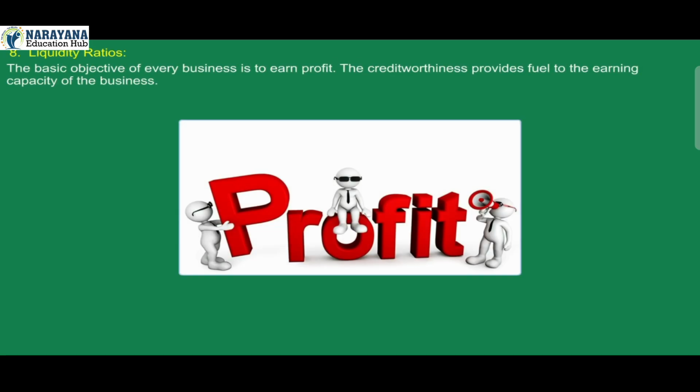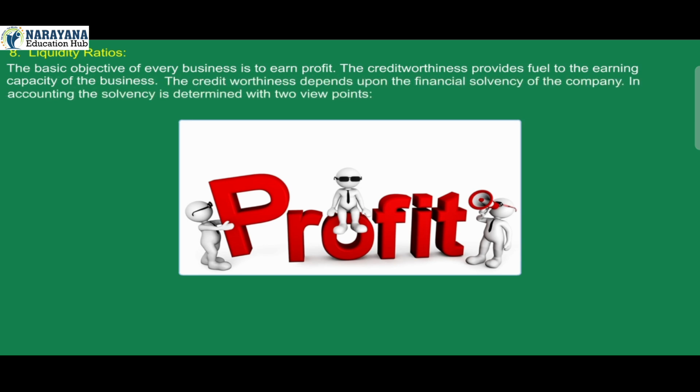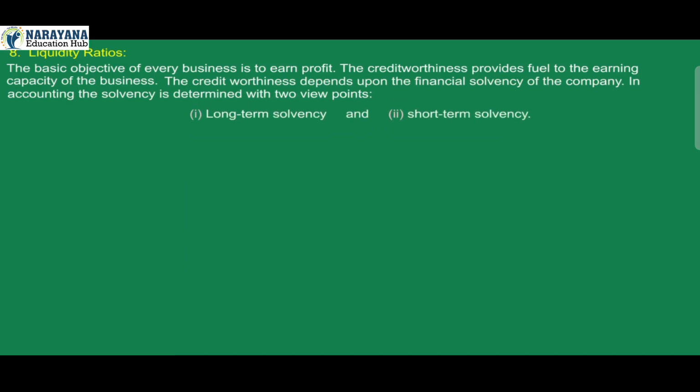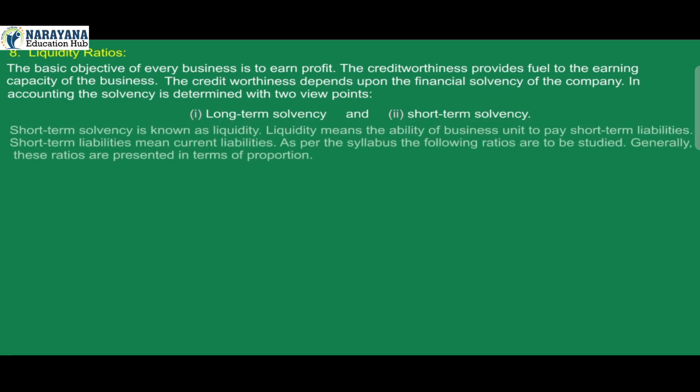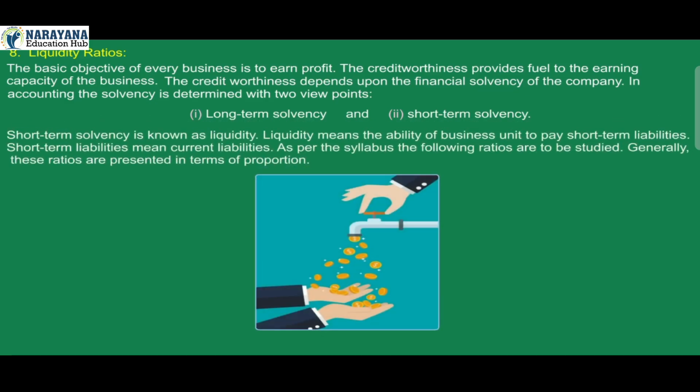8. Liquidity ratios. The basic objective of every business is to earn profit. The creditworthiness provides fuel to the earning capacity of the business. The creditworthiness depends upon the financial solvency of the company. In accounting, the solvency is determined with two viewpoints: 1. Long-term solvency and 2. Short-term solvency.